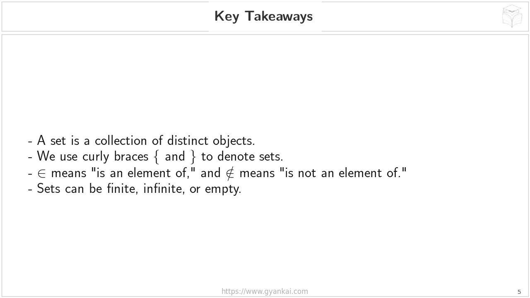Moving on, sets aren't all the same size. They can be finite, meaning they have a limited, countable number of elements, like the set of vowels. Or they can be infinite, meaning they go on forever, like the set of all whole numbers. And finally, a set can even be empty, meaning it contains absolutely nothing. We represent an empty set with a special symbol, a large, slanted 0.